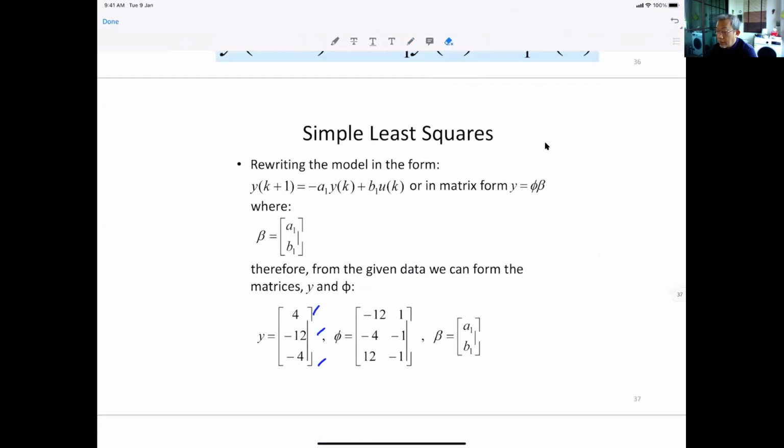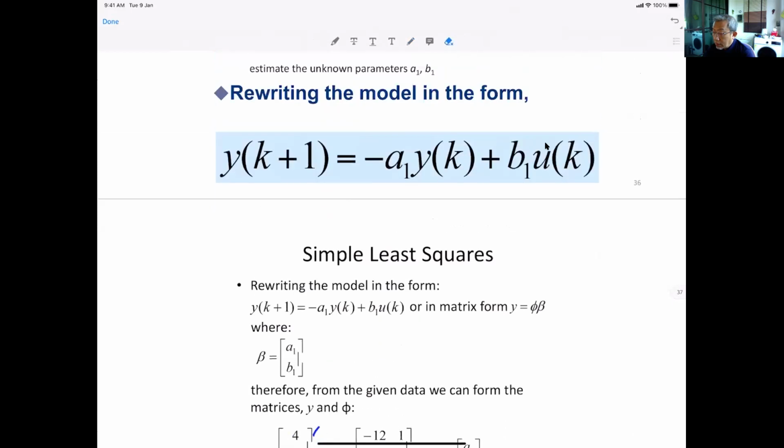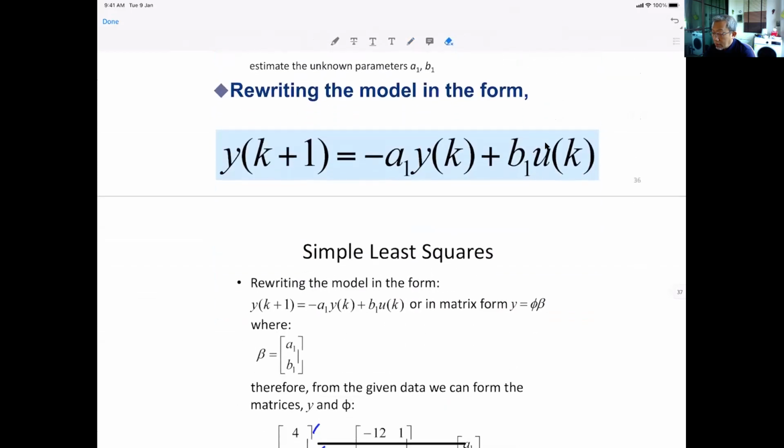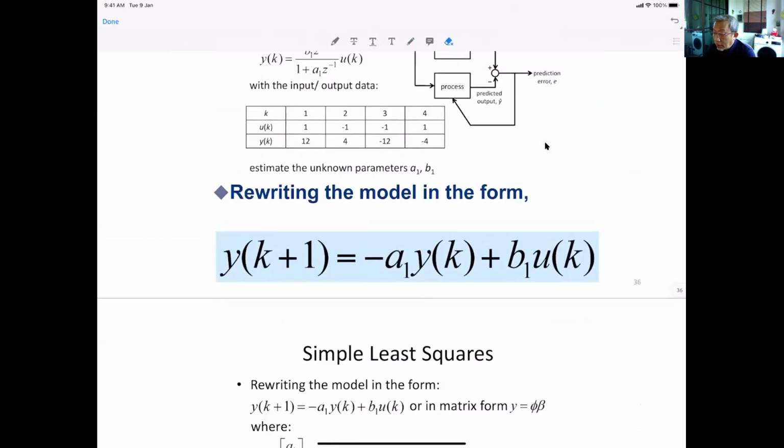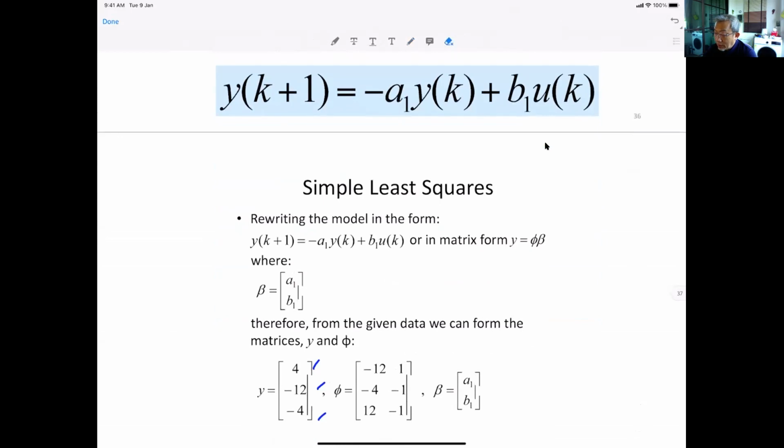And then for theta, so for theta it is minus 12, minus 4, and 12. So theta is the middle one, which is minus 12, minus 4, and minus 12.